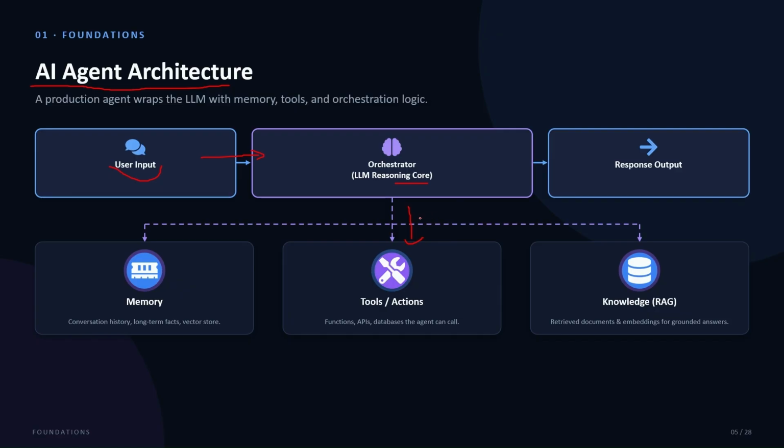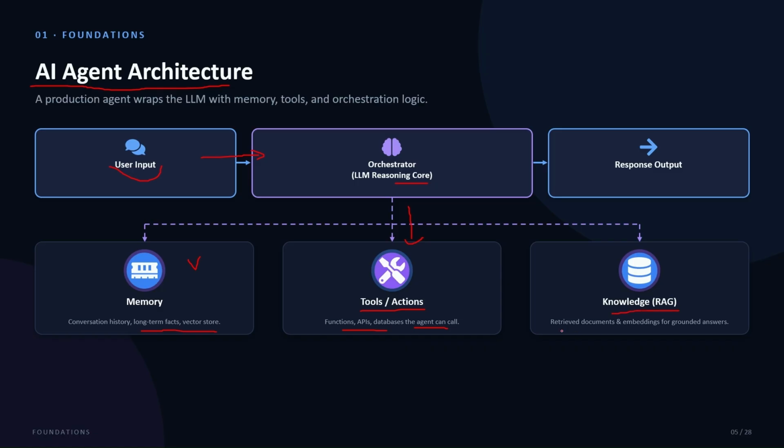It leans on their supporting pillar. Memory holds the conversation history and any long-term facts the agent needs to remember across turns. Tools and actions are the functions and APIs the agent is allowed to call. This is what turns "the model has an opinion" into "the model did something."